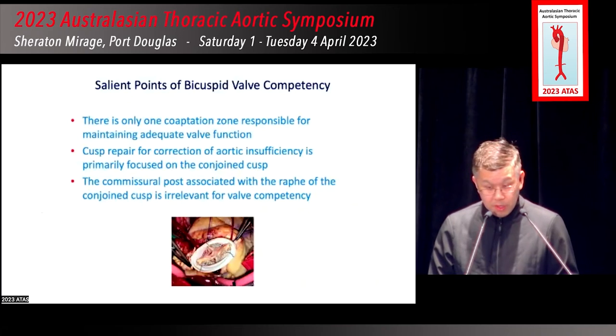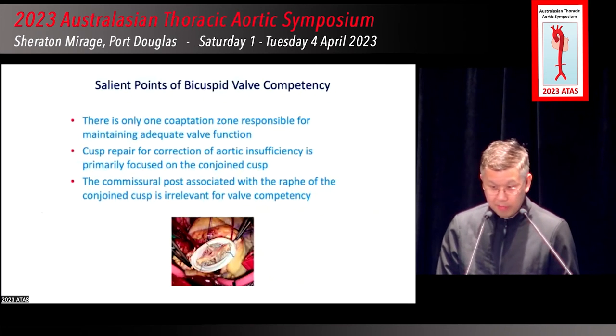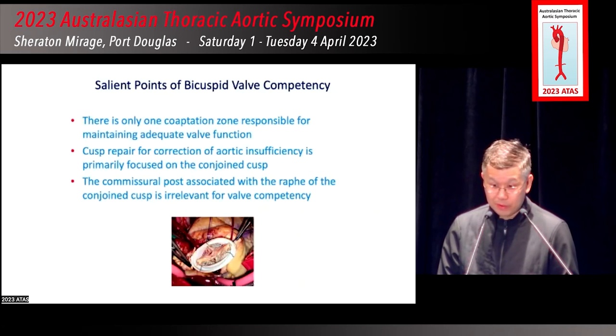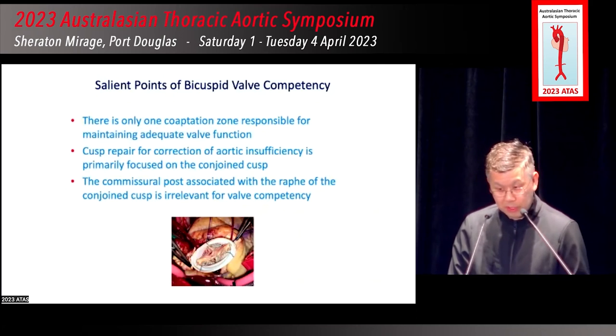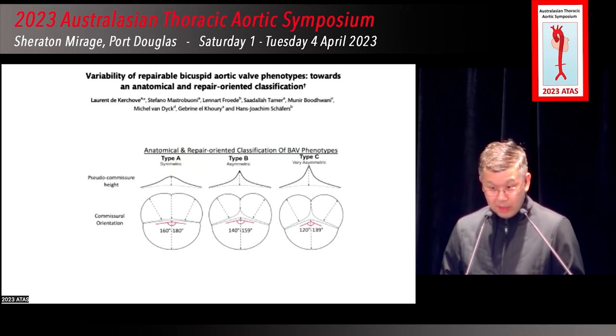So here are a couple of things that I've realized in doing these operations. In a bicuspid valve, to achieve a competent valve, there's only one line of coaptation that's responsible for maintaining adequate valve function. Cusp repair is mostly focused on the conjoined cusp, not the independent non-coronary cusp in the Sievers type 1 with left-right fusion. The post associated with that raphe, the conjoined cusp, is essentially irrelevant in my mind for valve competency.